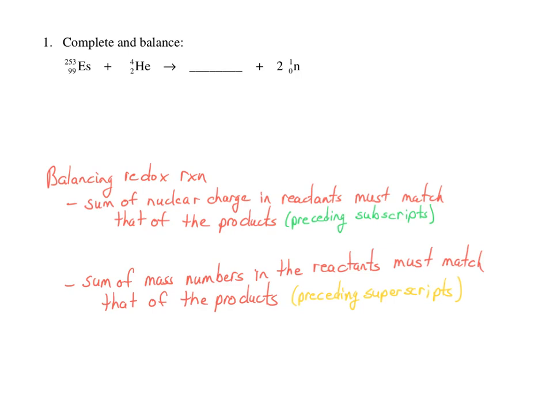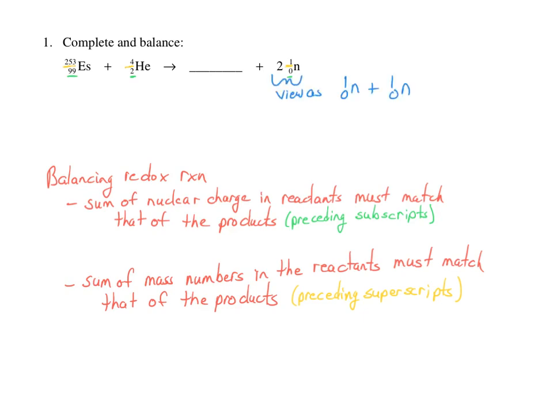For balancing nuclear reactions, keep in mind that the sum of the nuclear charge in the reactants has to match the sum of the nuclear charge in the products. Nuclear charge on a species is indicated by these preceding subscripts. Also, the sum of the mass numbers in the reactants has to match the sum of the mass numbers in the products. And these numbers are obtained from the preceding superscripts.